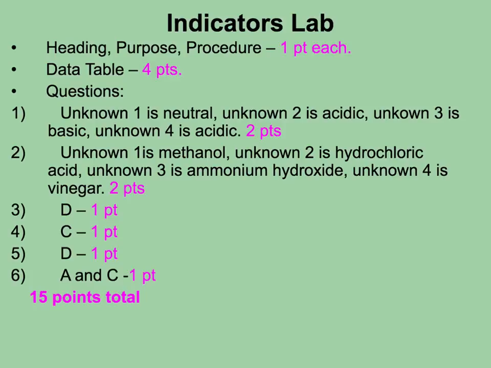Next question, the answer is D, that's 1 point. Number 4, the answer is C, that's 1 point. Number 5, the answer is D, that's also 1 point. And then finally, number 6, the answers are both A and C, that's worth a point. So if they only picked A or C, then that's half a point. Again, the total is 15 points. You can pause this video until you are done grading and then pass them to the front, please.